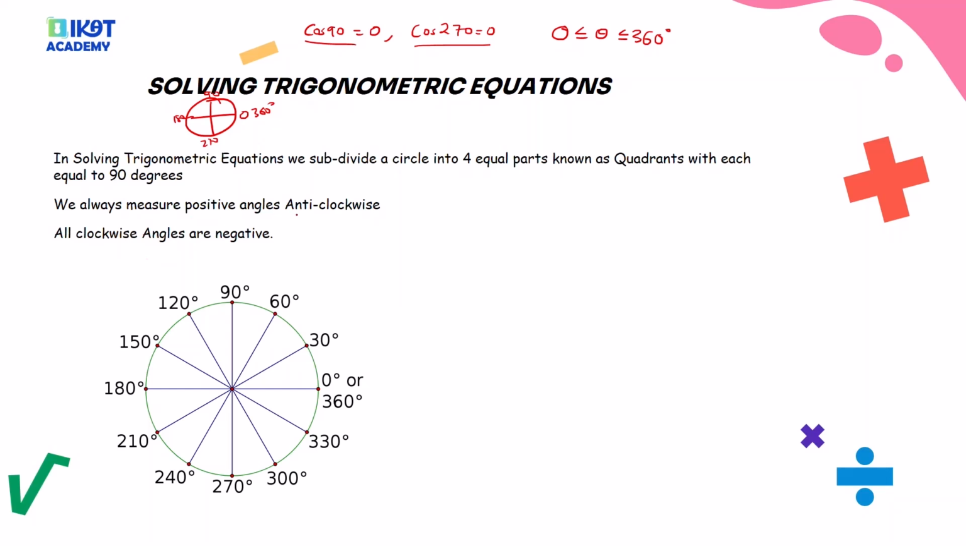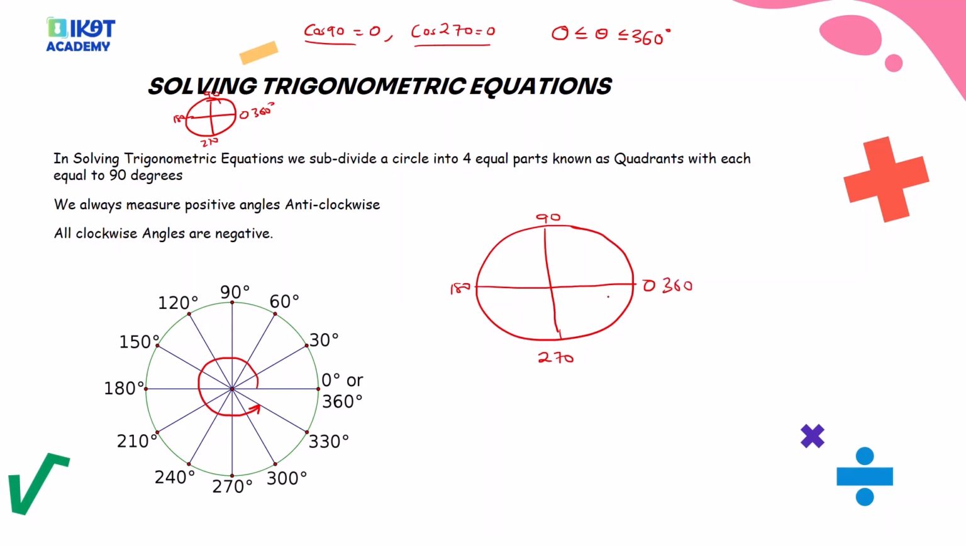Now we measure positive angles anti-clockwise. That's why you see this is 0, going in an anti-clockwise form. For us to measure any positive angles, we are going to measure them like this. We are going to be drawing this circle a lot in solving these equations. So this is 0, 90, 180, 270, 360. We label them anti-clockwise because anti-clockwise is for positive angles. Then clockwise is for negative angles, so if we go like this, we're going clockwise for negative angles.